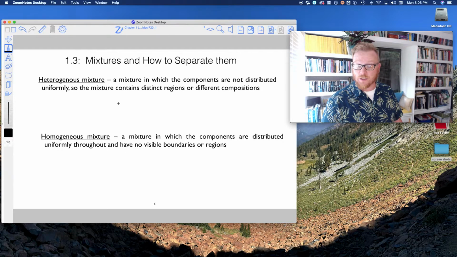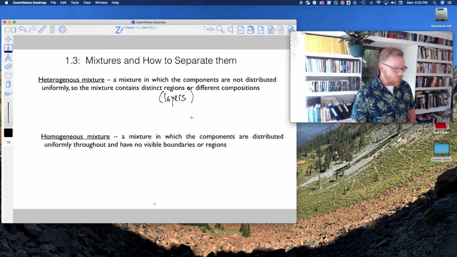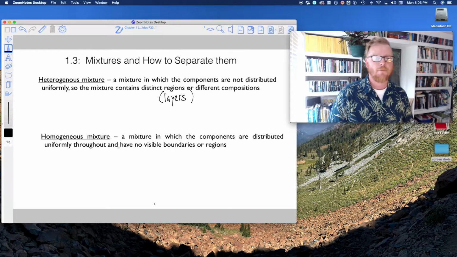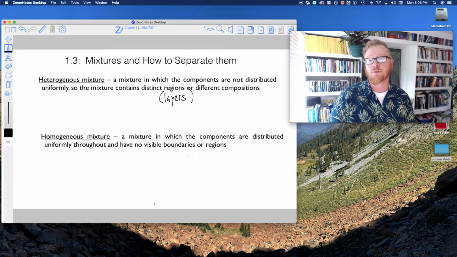So back to these things that we talked about in that opening slide, heterogeneous mixtures versus homogeneous mixtures. A heterogeneous mixture is a mixture in which the components are not distributed uniformly. So the mixture contains distinct regions or different compositions. I referred to that as layers on that previous slide. And then, of course, we have a homogeneous mixture, a mixture in which the components are distributed uniformly throughout and have no visible boundaries or regions.